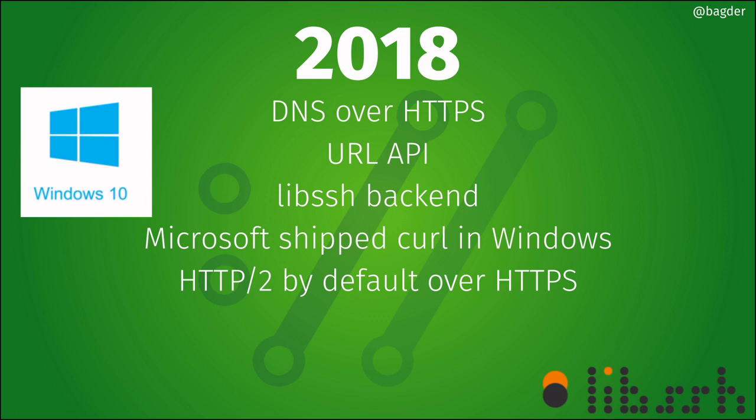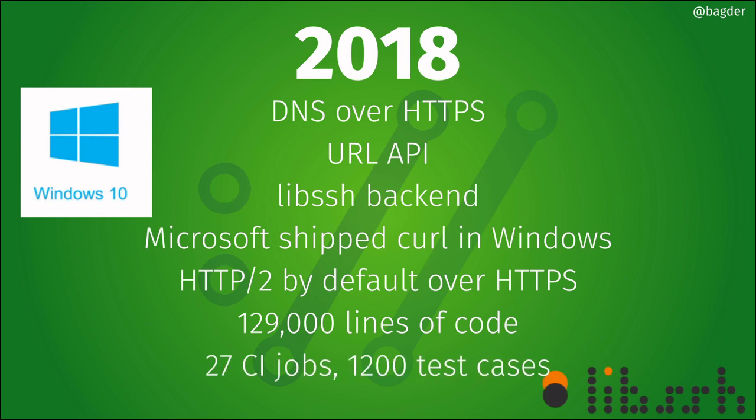And we started defaulting to HTTP2 over HTTPS. And we were at 129,000 lines of code 5 years ago. And by now, we had added a bunch of CI tests, as you can see, 27 CI jobs in 2018 and 1,200 test cases. Starting to become better and better on how to verify curl, make sure that we don't do regressions and stuff like that.